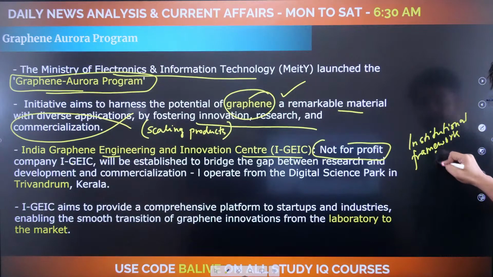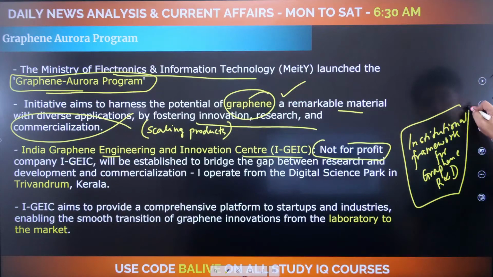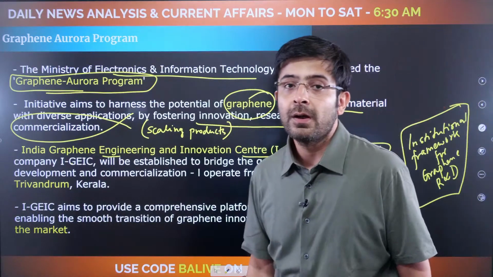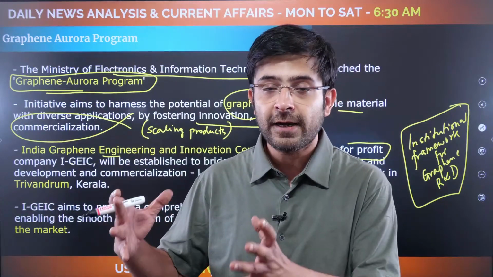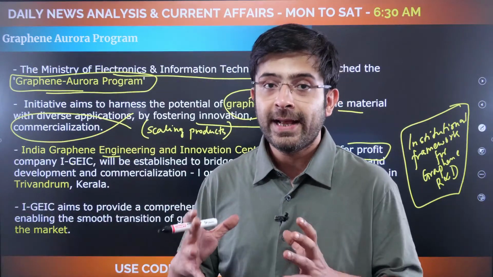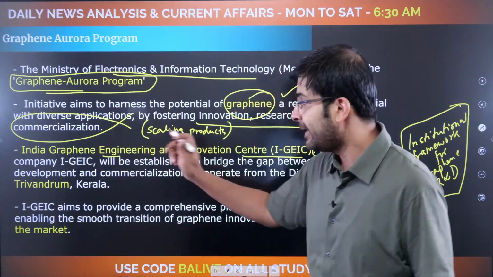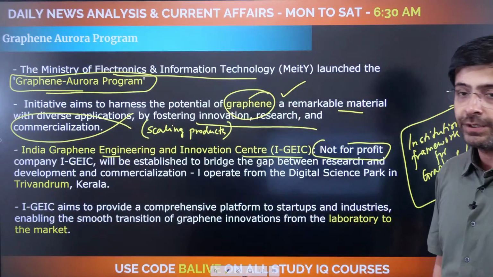Okay. Say for graphene R&D. So now once again, if the examination asks you about the institutional framework or the initiatives taken in institutionalizing the graphene sector in India, your point has to compulsorily include the India Graphene Engineering and Innovation Center.